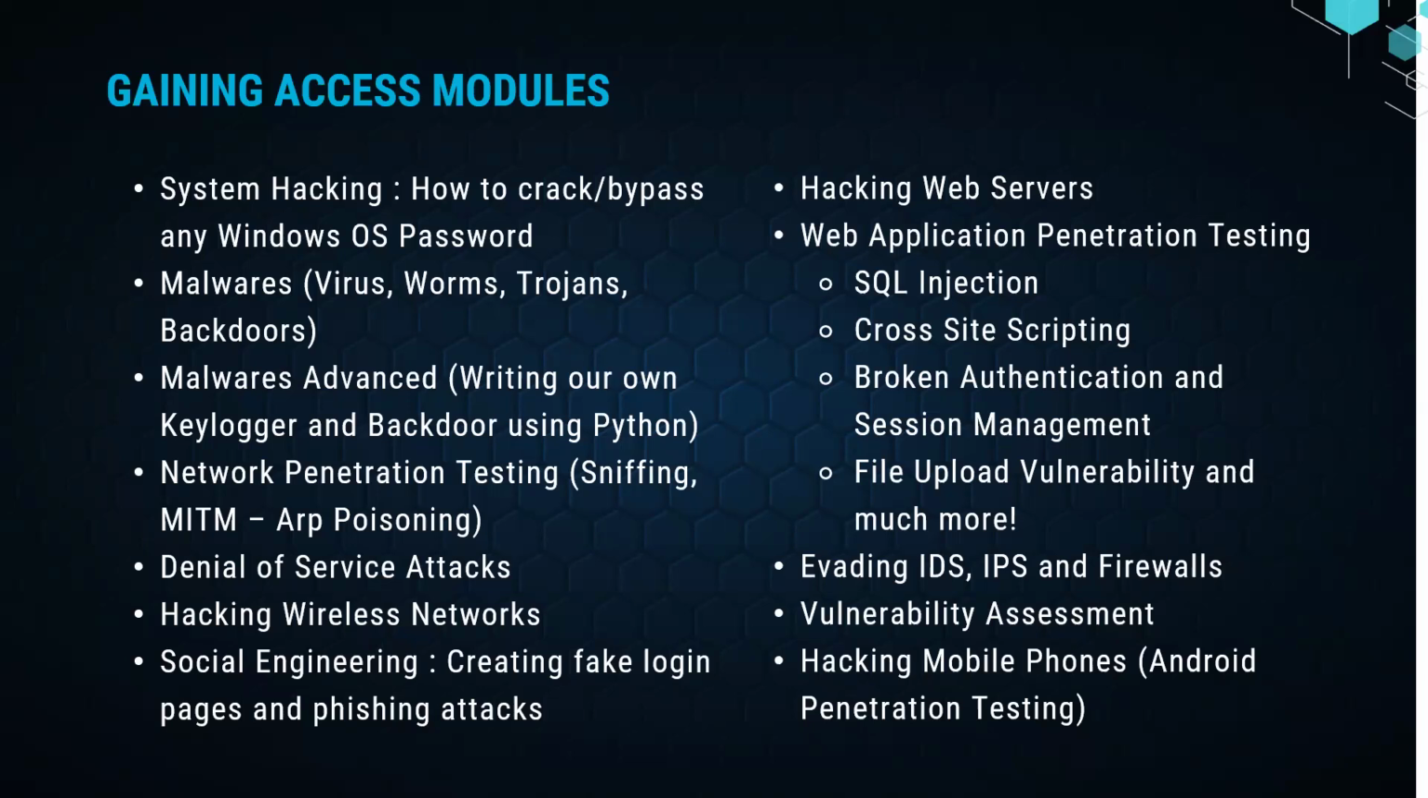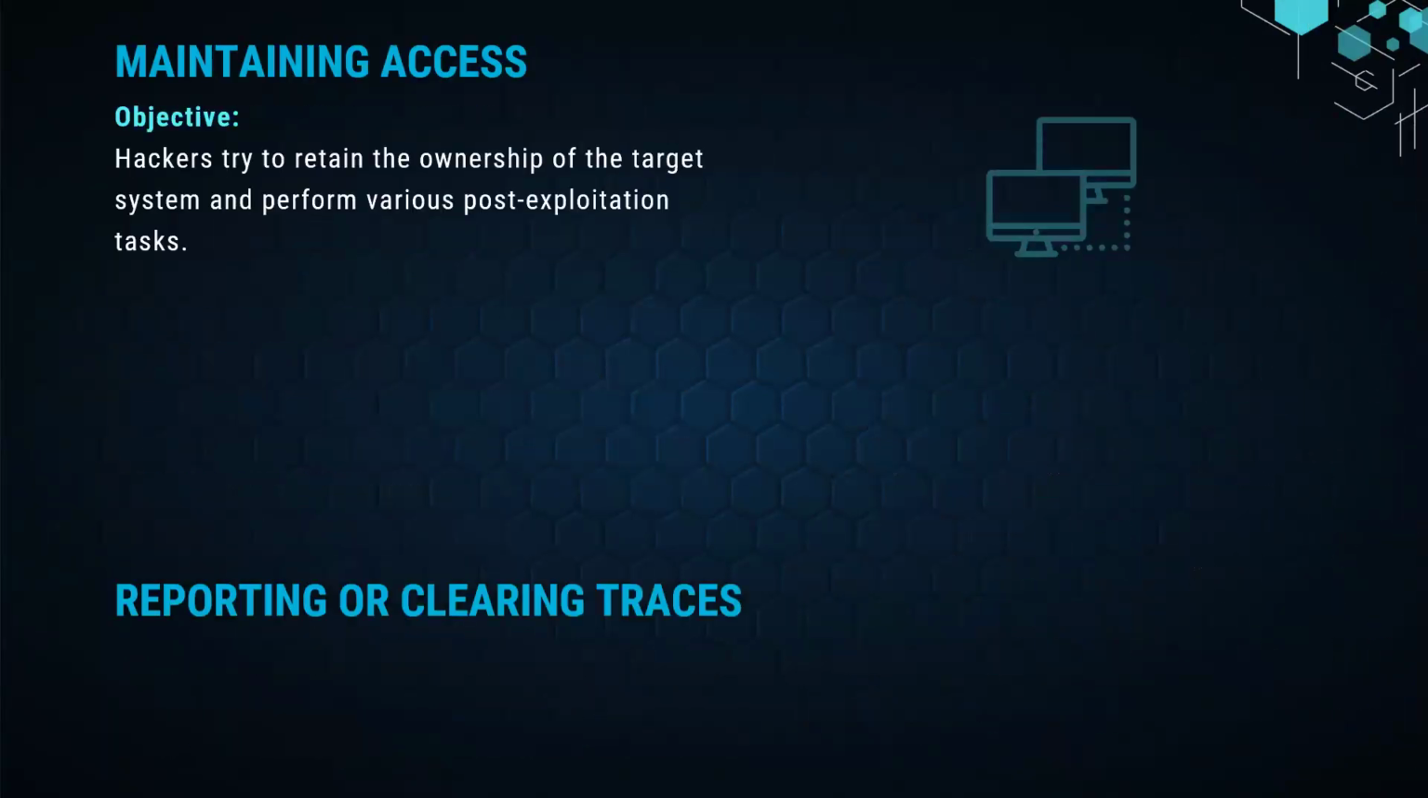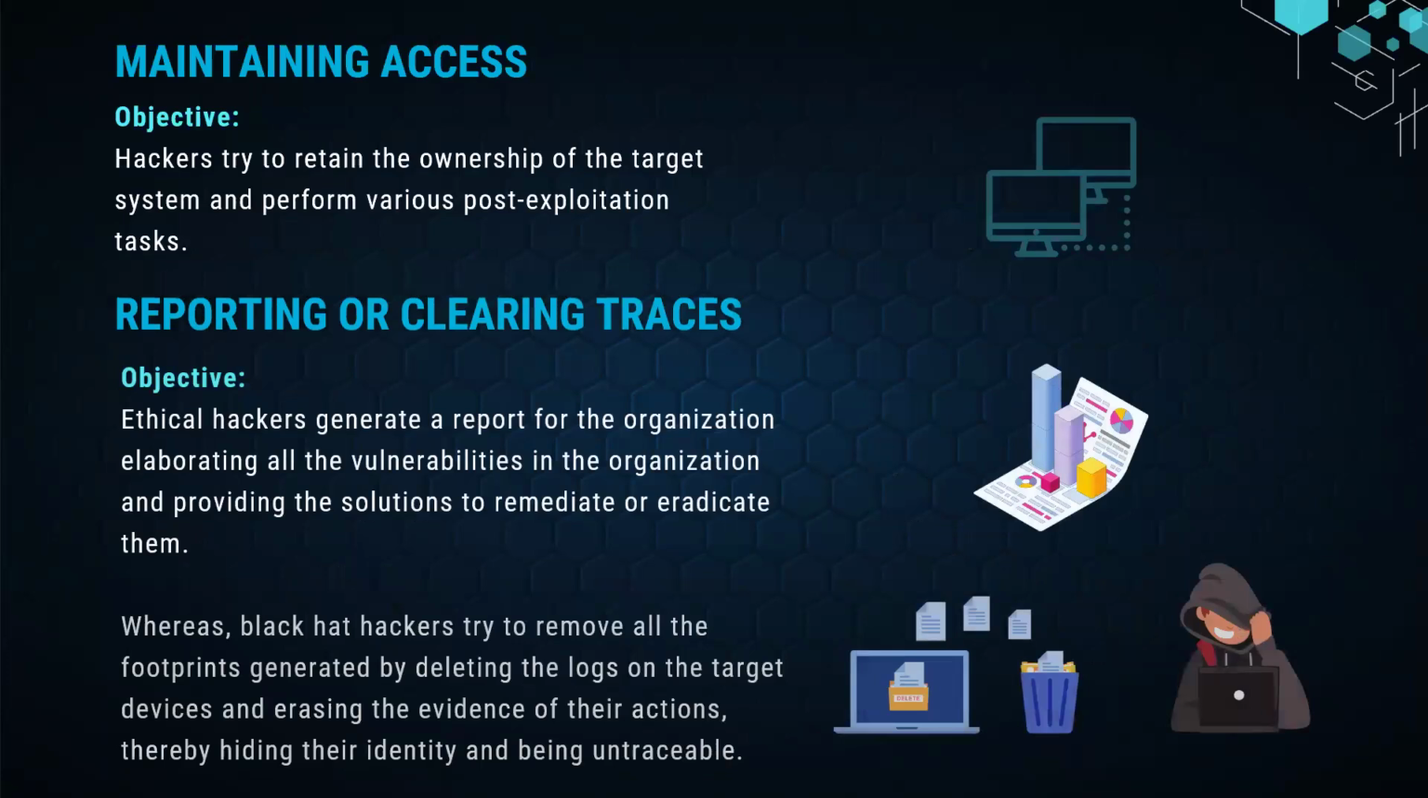Once that is done, then finally you have the last two modules, which are called maintaining access and reporting or clearing traces. These are the simplest of all. In maintaining access, we learn how you maintain persistent connections to the target. So let's say if I've hacked your phone and I have to maintain connection with your phone even if you restart it, I need to create a persistent connection. Persistent connections are basically those which can stay active even if you restart or reboot the device. So we learn how hackers create such persistent connections.